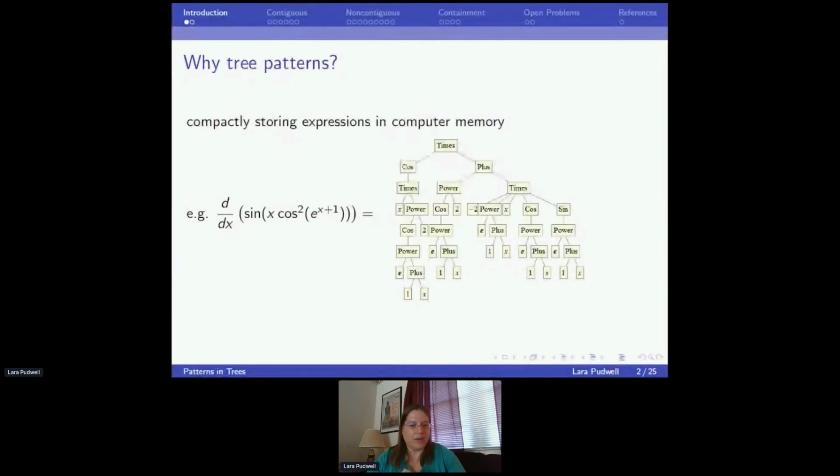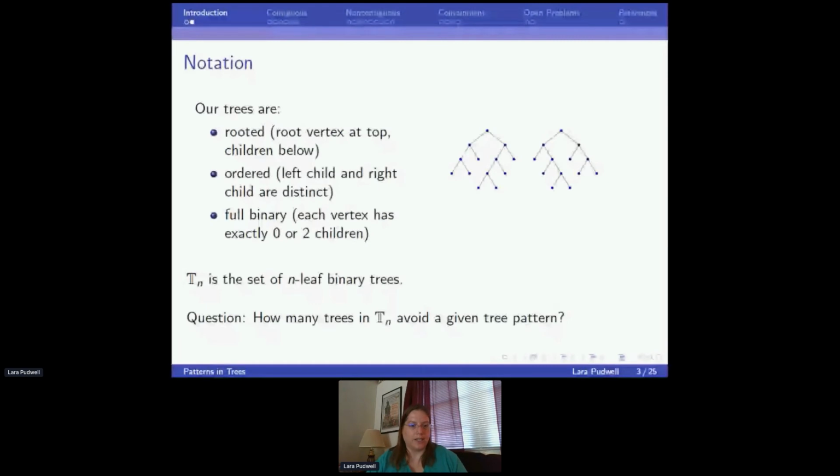Now, in the rest of the talk, I won't be thinking about computer memory so much, but this idea of smaller trees inside of larger trees, that's the motivation for caring about tree patterns. Let me tell you more about the particular trees in this talk. So there's lots of kinds of trees out there you could think about, but I'm going to think about trees that are rooted, ordered, and full binary.